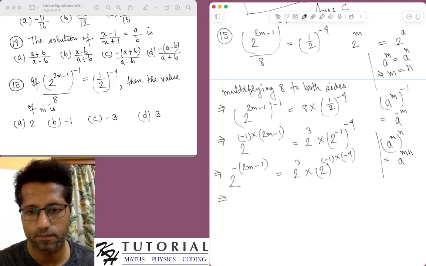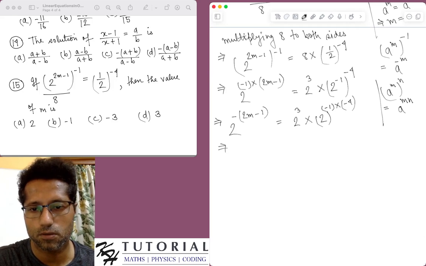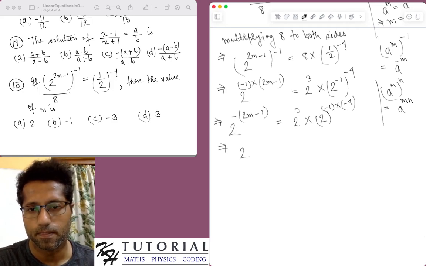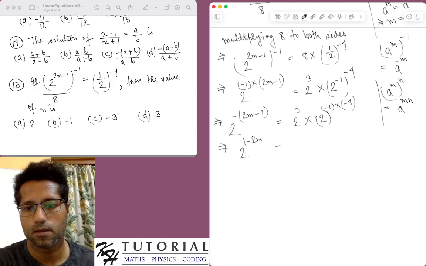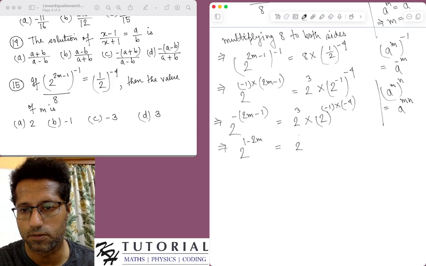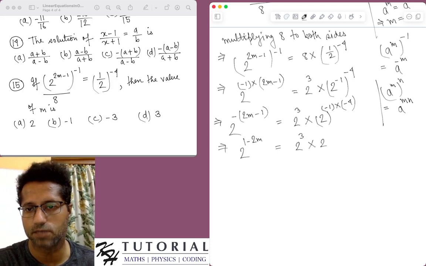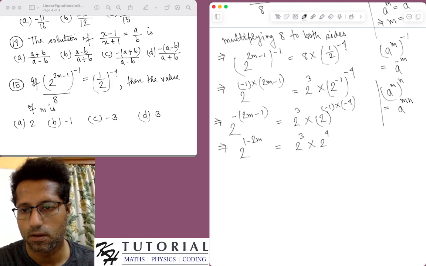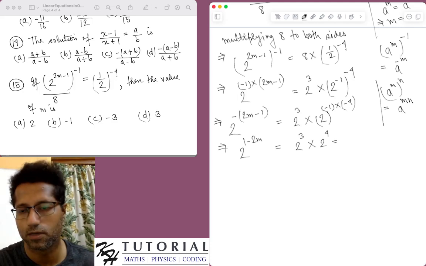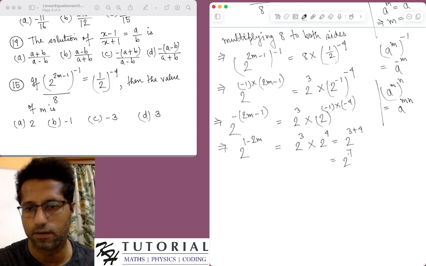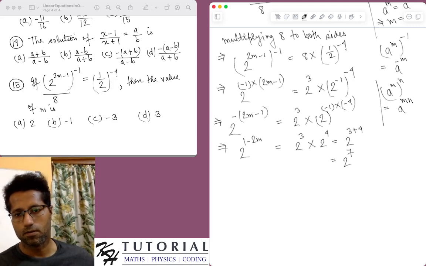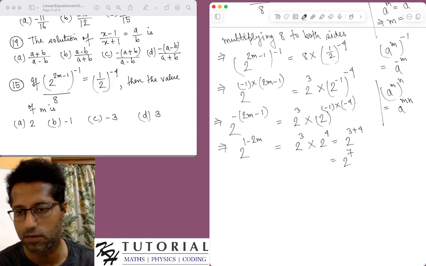So this implies 2 to the power, if I take the negative inside, this will be 1 minus 2m, equals 2 to the power 3, and this is 2 to the power minus 1 into minus 4, which is 4. Again this is 2 to the power 3 into 2 to the power 4; we add up the powers, this is 2 to the power 3 plus 4 equals 2 to the power 7. So we got 2 to the power 1 minus 2m on the left hand side equals 2 to the power 7 on the right hand side.